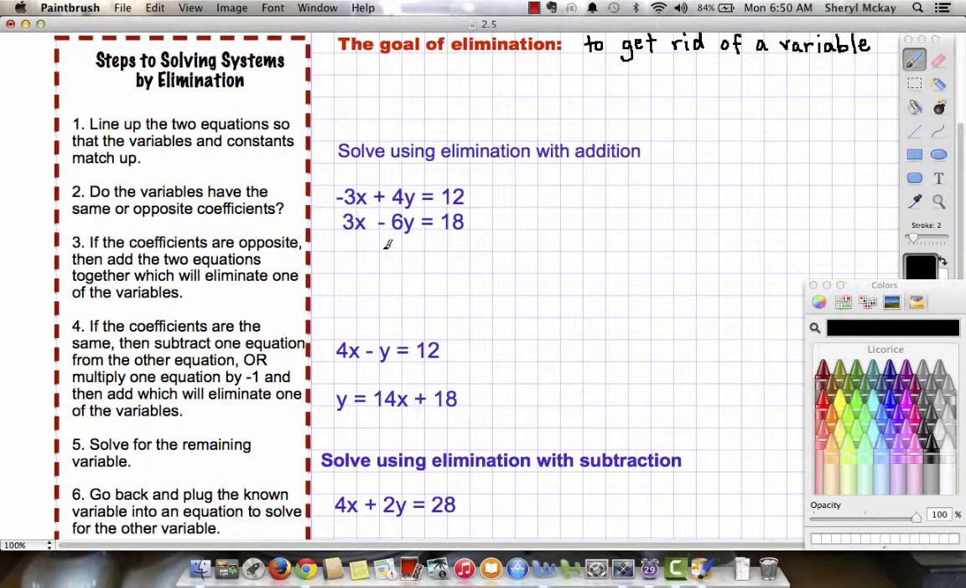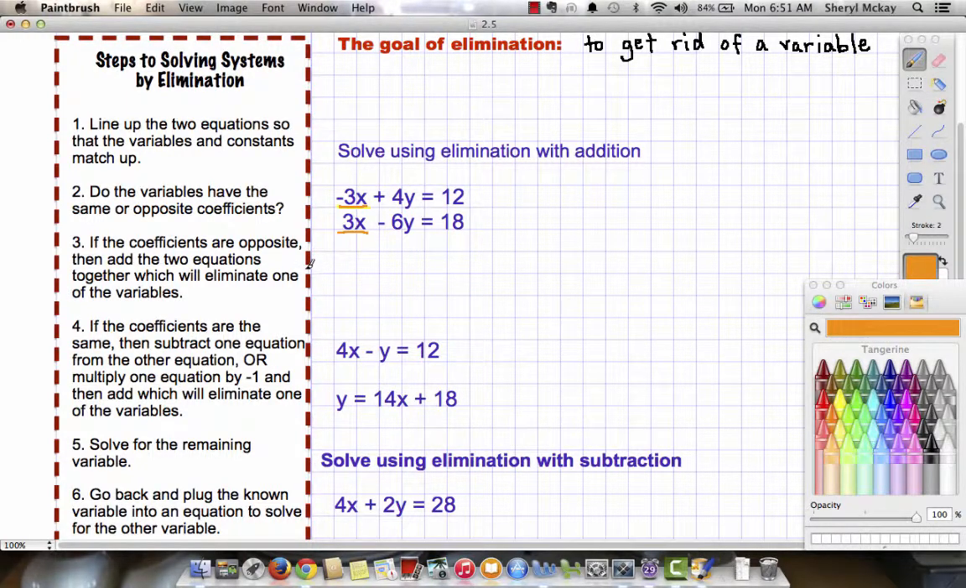If you look right here, I have 3x, negative 3x right there, and a positive 3x right there. Both of my x's have opposite coefficients. One's a negative 3 and one's a 3. That is quite lovely because we can then move on to step 3.